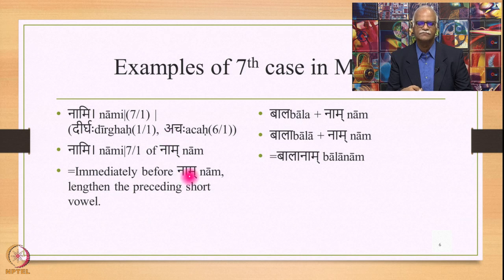There are some more words which are omitted in the meaning over here, which we shall see later on when we look at some technical terms. But still, when we are focused on the meaning of the seventh case, we say that the seventh case which is used in this sutra, nami, stands for immediately before, and then the meaning of the word nami is immediately before nam. Lengthen the preceding short vowel, and here is an example. Bala is the word after which comes the word nam, which is a suffix. This is the genitive plural suffix, bala plus nam.